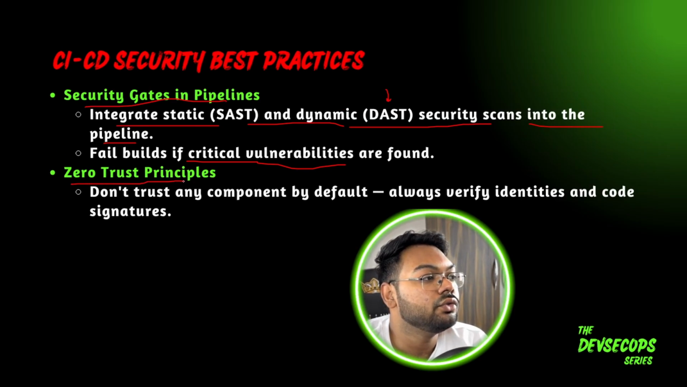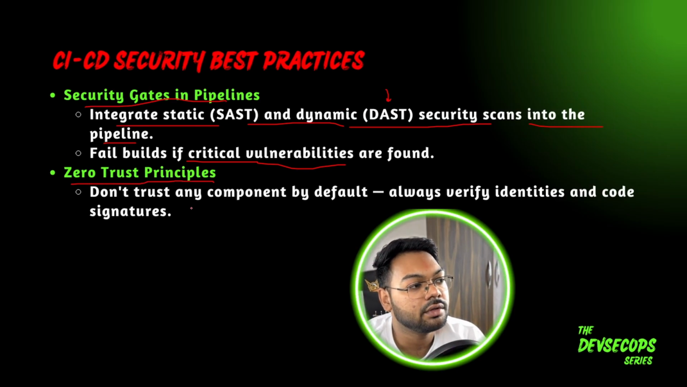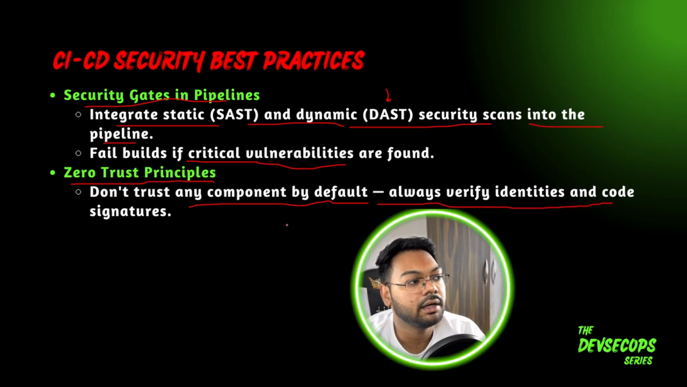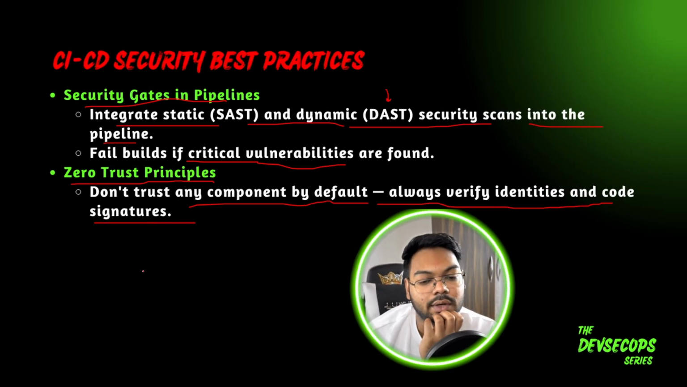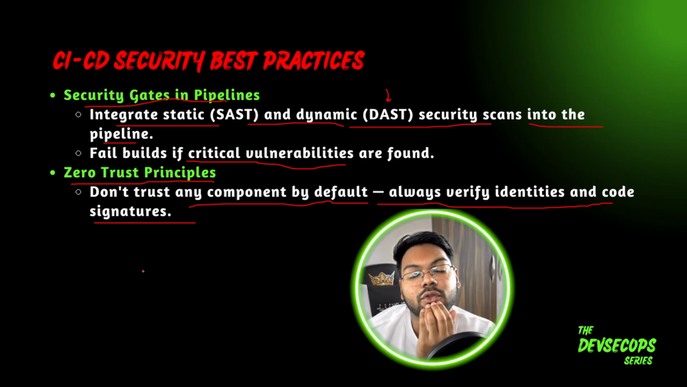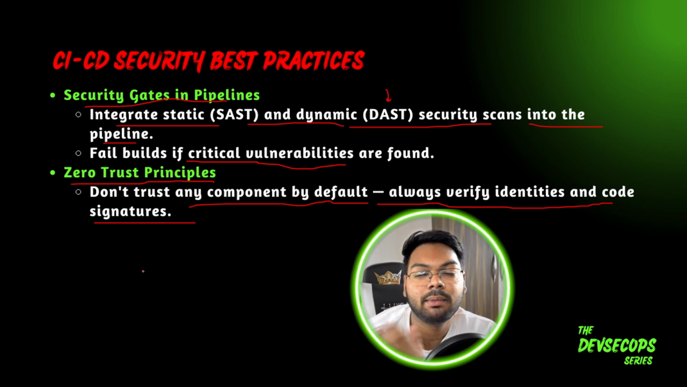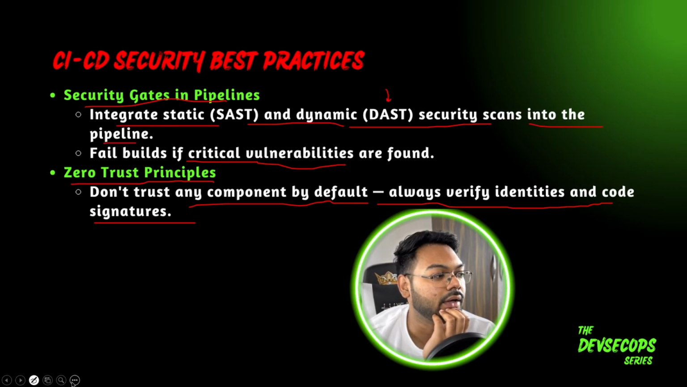Then use zero trust principles. Don't trust any component by default. Always verify identities and code signatures. That is a given. Zero trust architecture is what we will also be learning in our next videos. Zero trust basically means do not trust anything, not even your family members, until and unless they provide an identity or code signatures, and only then allow them to enter your home.